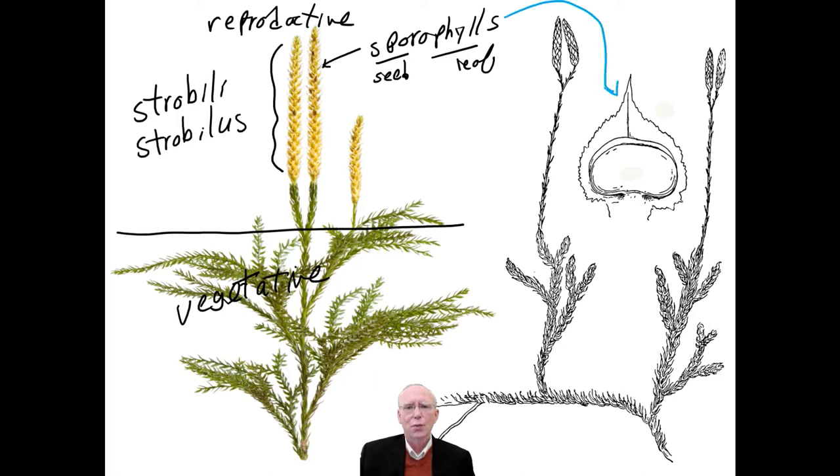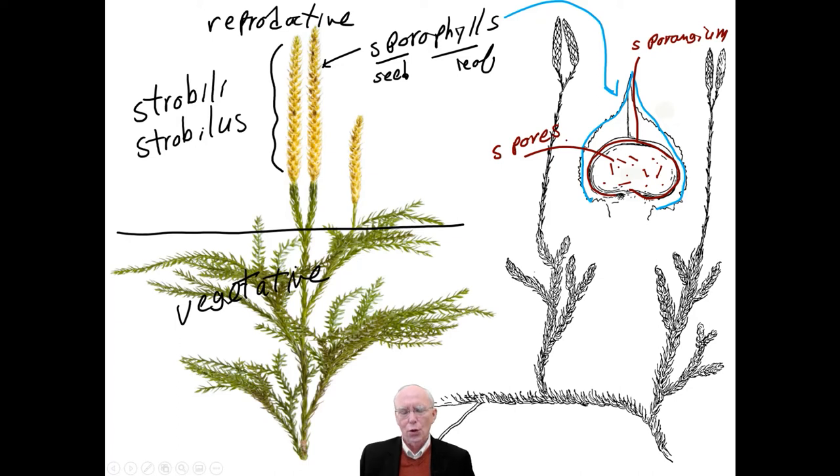So here is a sporophyll that's been removed from a strobilus. And inside or on top of that sporophyll, we have a sporangium, and those are supposed to be dots. And that sporangium is full of spores. And these are meiospores, spores that originate from meiosis. So a whole bunch of those are arranged together into a strobilus, the reproductive structure of at least some of these lycopodiums.